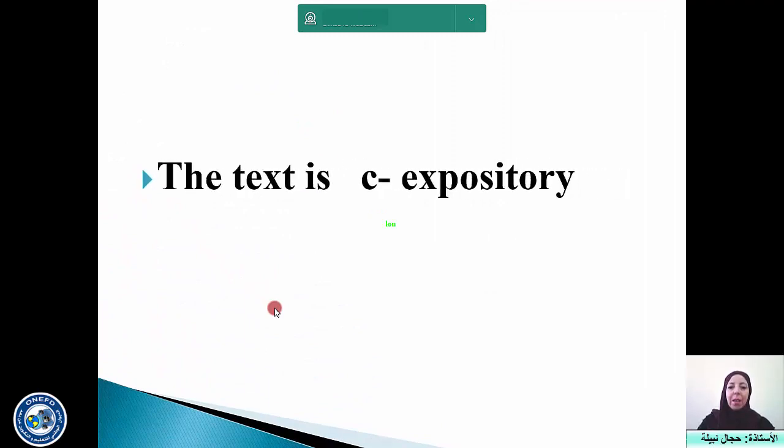The text is an expository text because it is explaining something about the solar eclipse. It is something that is scientific, it is something real, natural. Okay.